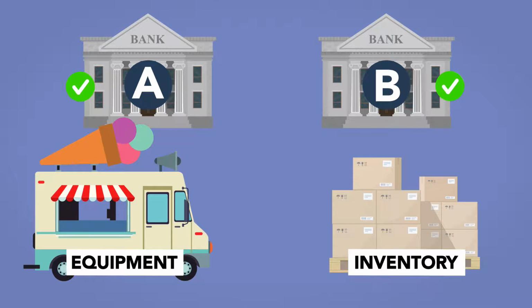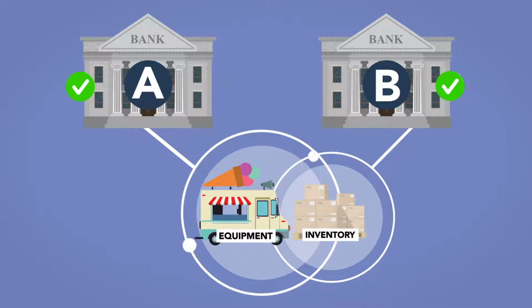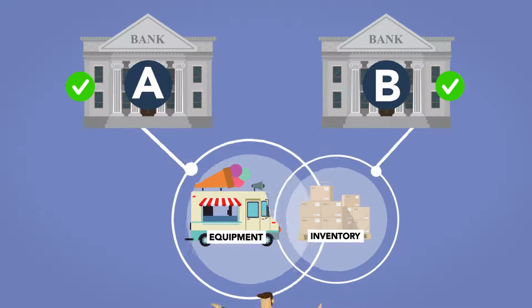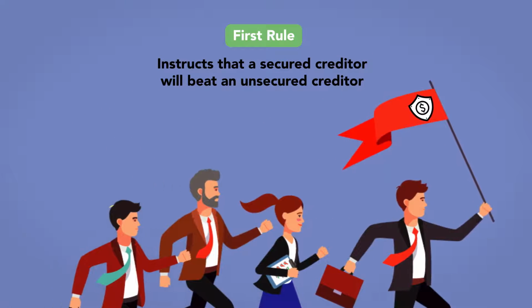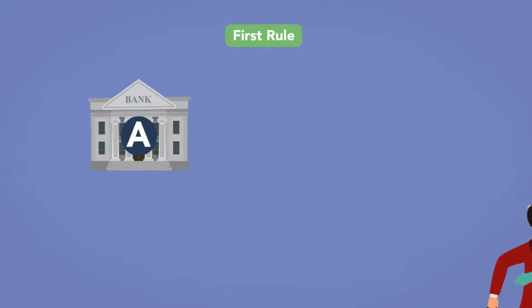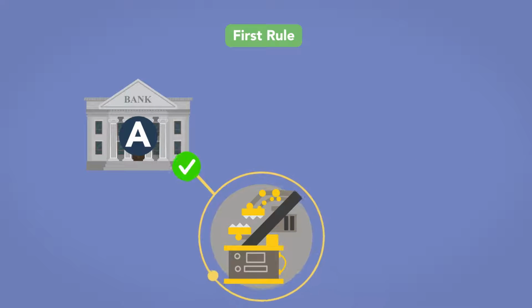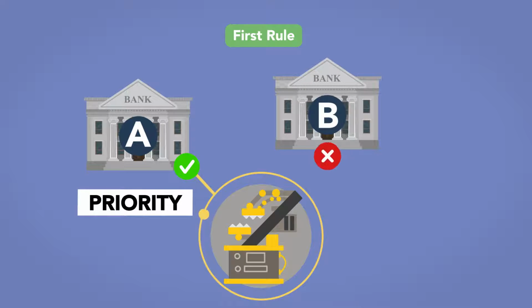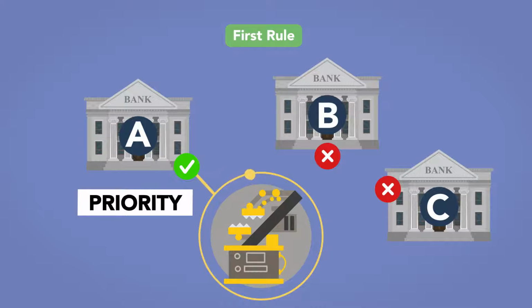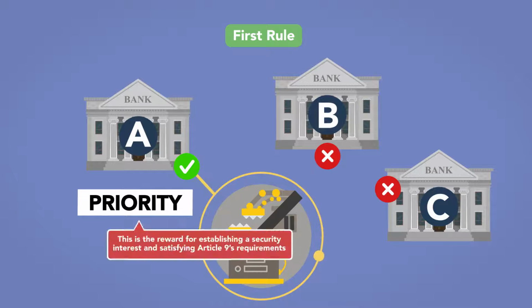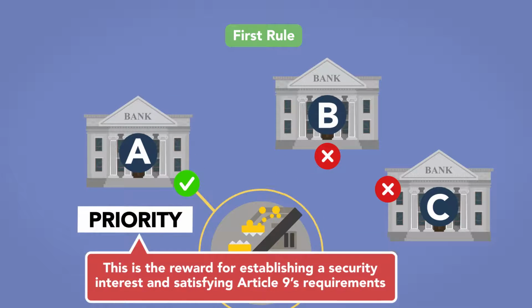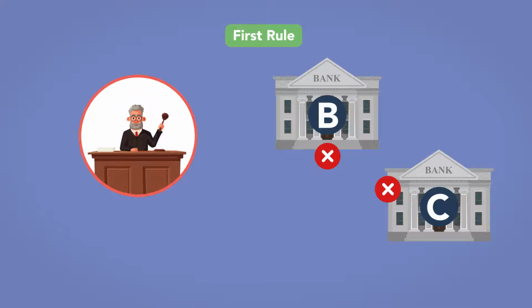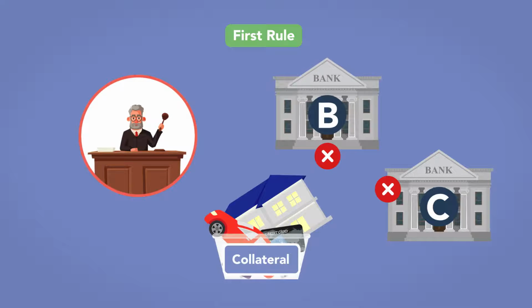If both Bank A and Bank B have overlapping claims to the same collateral of John's, then their respective priorities must be resolved. The first rule regarding priority instructs that a secured creditor will beat an unsecured creditor. If Bank A properly attached its security interest in the widget equipment, it will take priority over Bank B and any other creditor who did not take steps to become secured parties and attach a security interest to the collateral at issue. This is the reward for establishing a security interest and satisfying Article 9's requirements. An unsecured creditor must rely on the courts and judicial process to collect any unpaid debts.